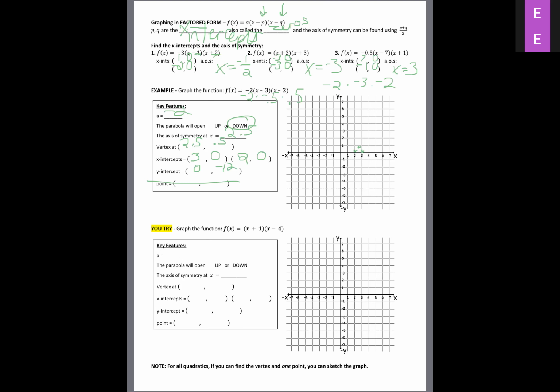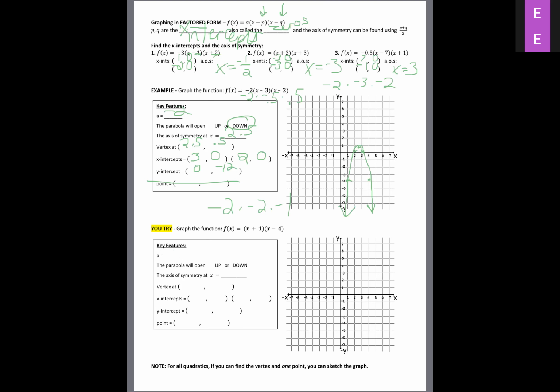I would advise, why not just plug in +1 real quick and see what comes out. So -2 times -2 times -1. That's going to be -4. So at 1, I know I have a point at -4. Mirror that over. 1.5, 1.5 right there. Okay, and there's my graph. So pause it and then you do the bottom one and we'll see how we do.